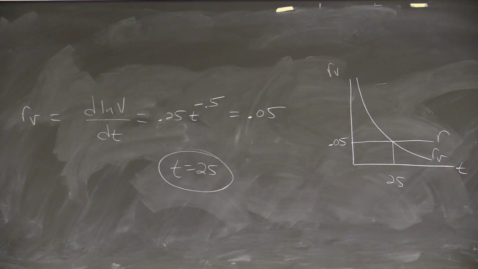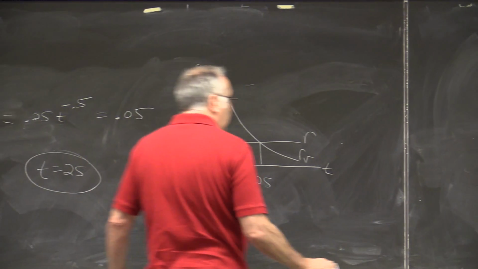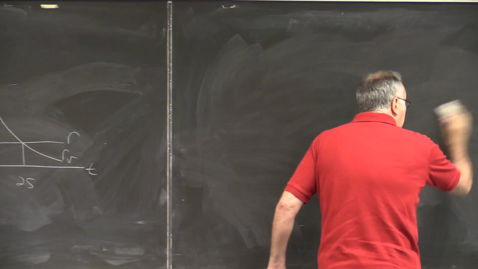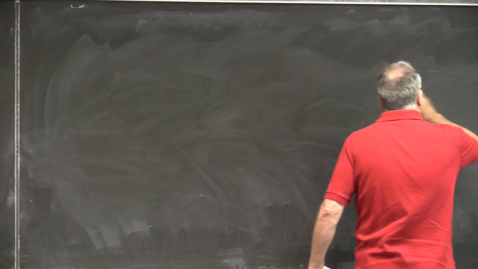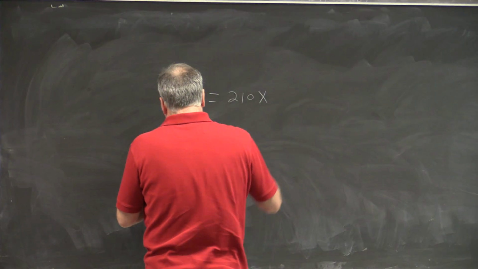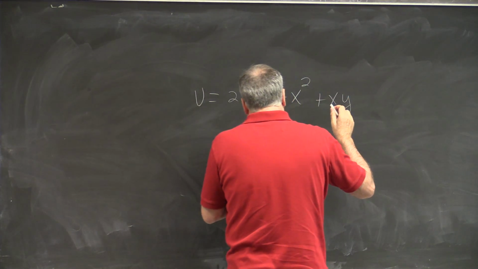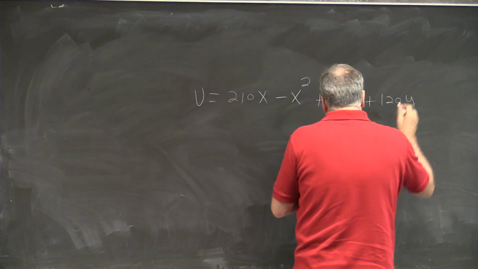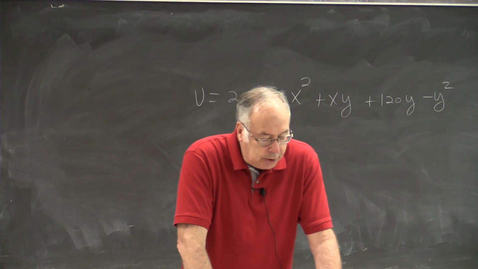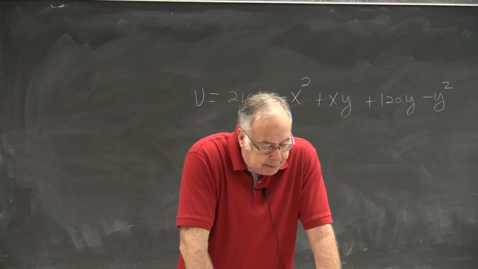Okay. Problem number 2. Josh has this utility function that's given by u equals 210x minus x squared plus xy plus 121 minus y squared, where u is utility, x is the amount of, let's say, good x consumed, y represents the amount of good y consumed. Find and explain the meaning of the following derivatives.